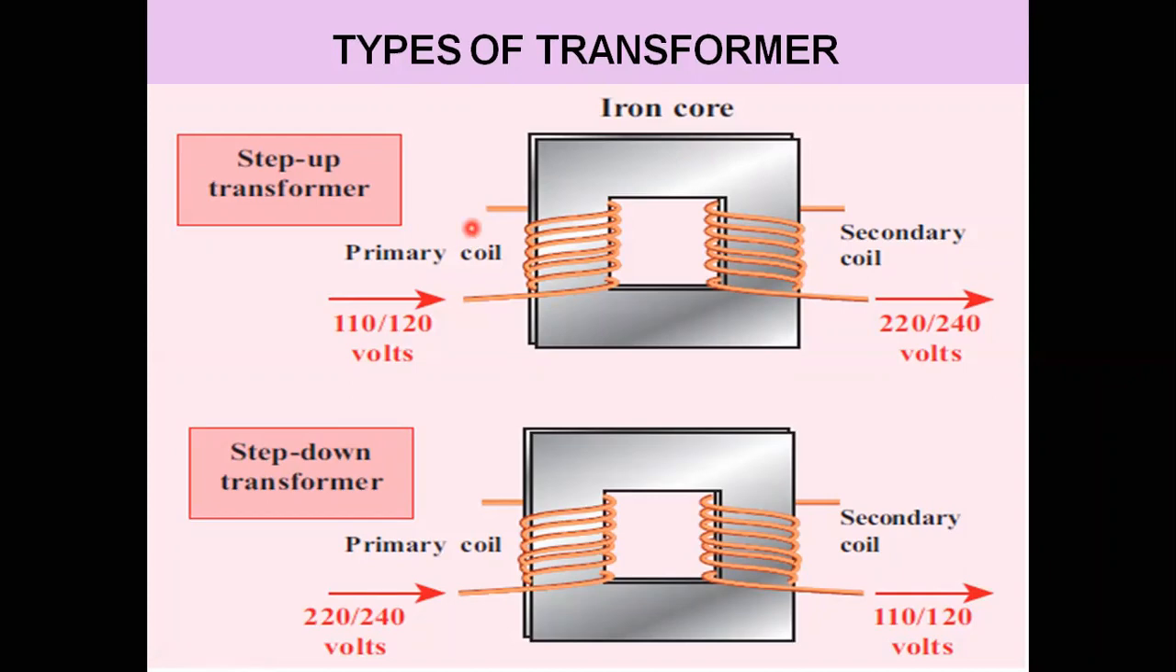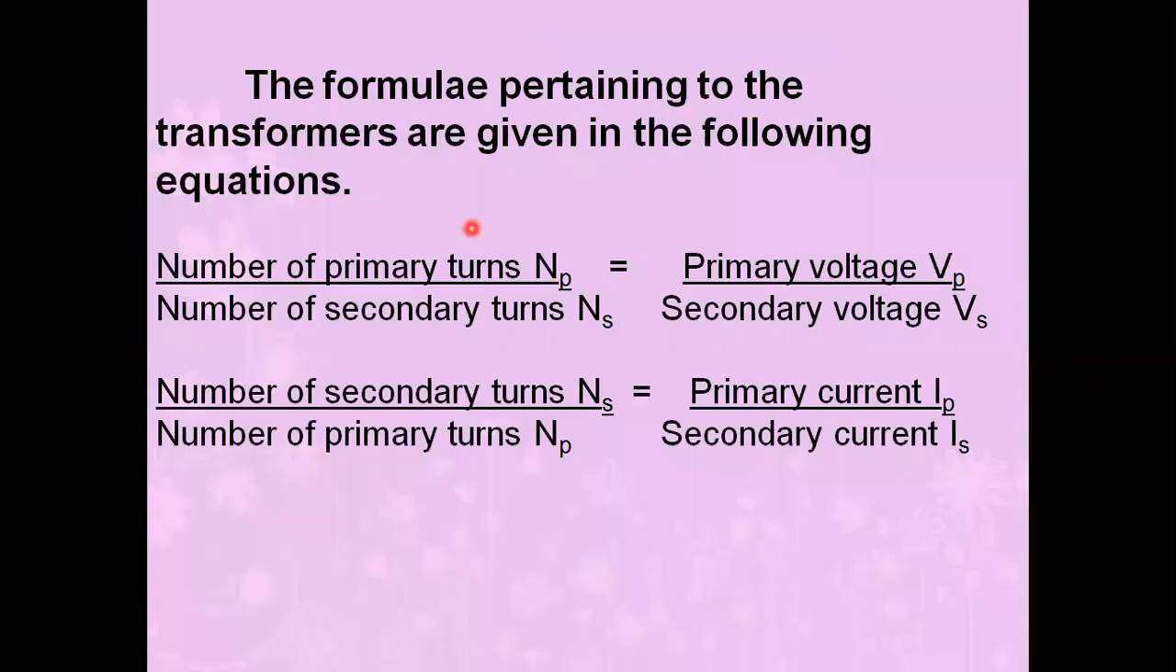The formula for the transformer is: number of primary turns Np divided by number of secondary turns Ns equal to primary voltage Vp divided by secondary voltage Vs. Next one is number of secondary turns Ns divided by number of primary turns Np equal to primary current Ip divided by secondary current Is. So this is the formula for the transformer.